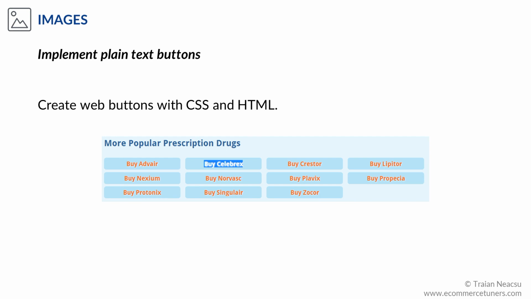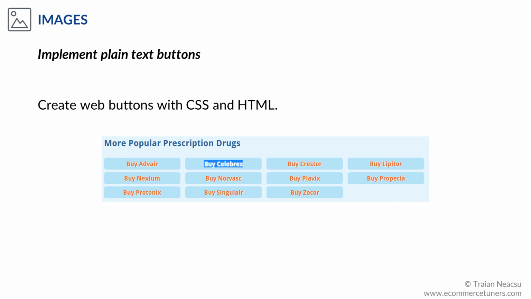Implement plain text web buttons. One technique for improving page load speed, and in some cases even the internal link relevance, is to create web buttons with CSS and HTML. Instead of using the classic web button made of an image, you mimic the appearance of the button by overlaying plain text on a CSS-styled background. Here's how a sample implementation looks.